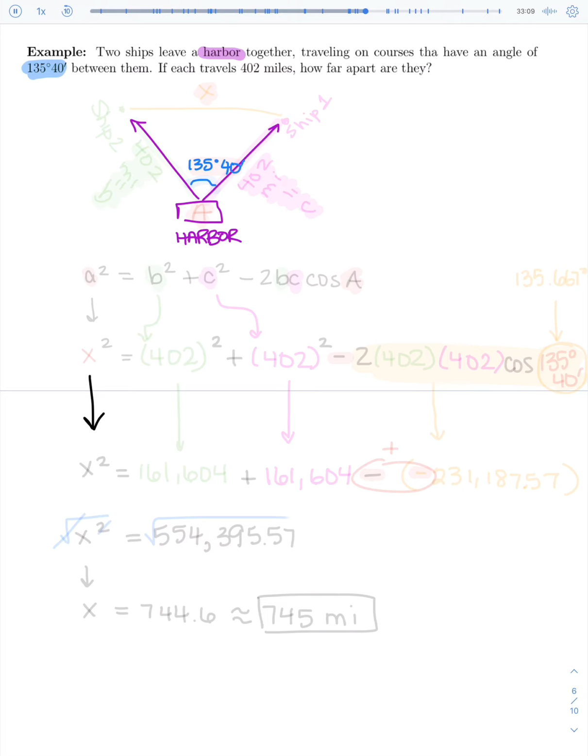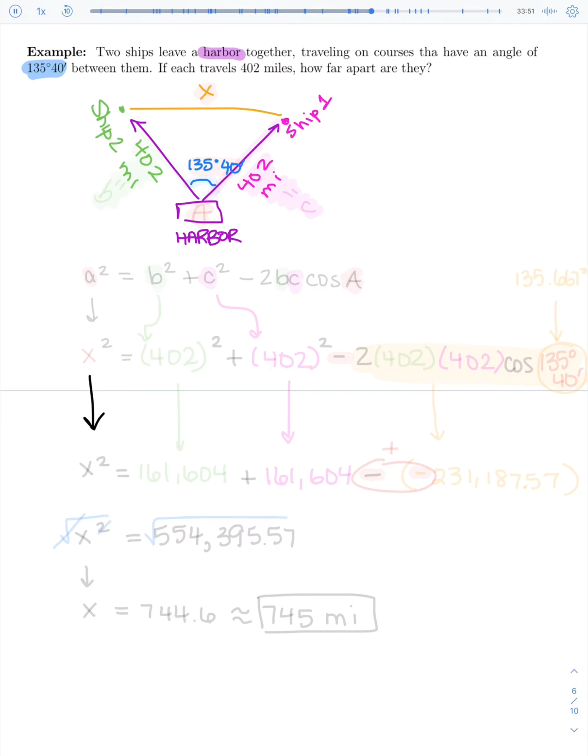And let's see. So far, so good. If each travels 402 miles, how far apart are they? So we've got each of this. So here's ship one over here, and it has traveled 402 miles. And then on the other side, let's put ship two. And what they're telling us is that that one has also traveled 402 miles. And then what we're looking for is the distance between those two ships. And let's call that x.